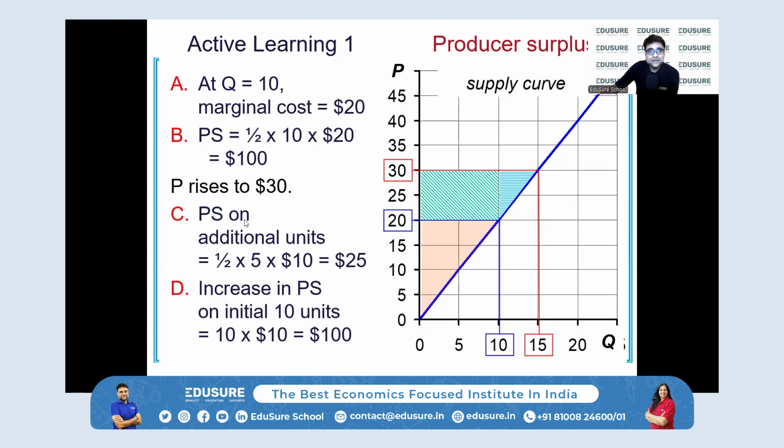Another relevant example can be the minimum support price of the government of India. So the government announces an MSP for crops like wheat and rice. Farmers know that they can actually sell their crops above the cost, giving them the confidence and increasing their producer surplus. Okay.